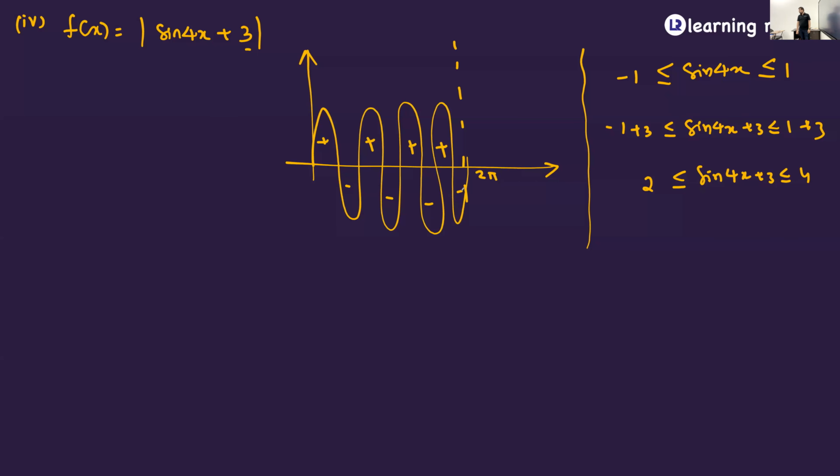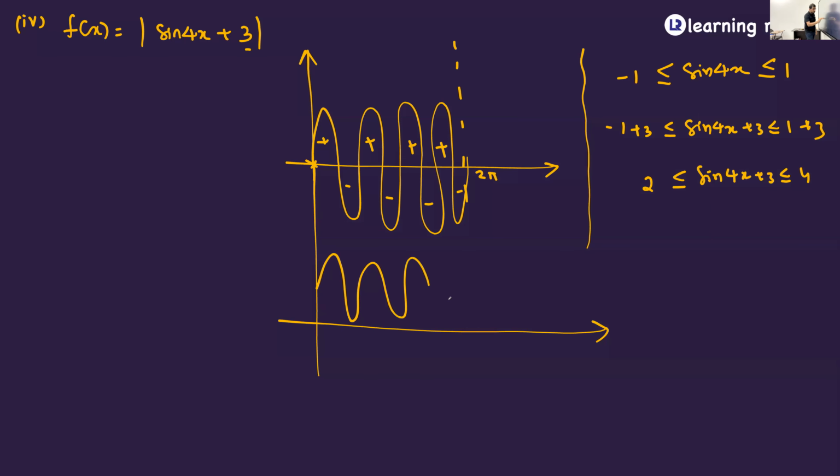But what is the question? Sine 4x plus 3. So when I say sine 4x plus 3, this part will get shifted 3 units upwards. Right? It starts at 3. Right? So this is the graph for sine 4x plus 3. So when you talk about modulus of sine 4x plus 3, if at all there were any values below it, that will get shifted upwards. I'll explain what is the meaning of it. Here, nothing is going to shift.